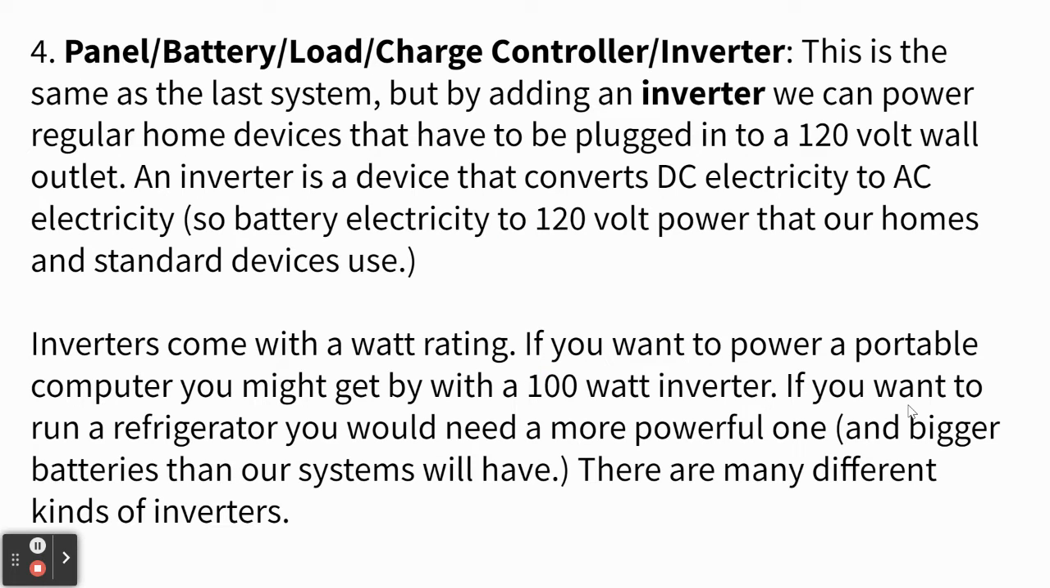The fourth type is all that other stuff: battery, panel, load, charge controller, plus an inverter. An inverter is a device that changes direct current into alternating current.